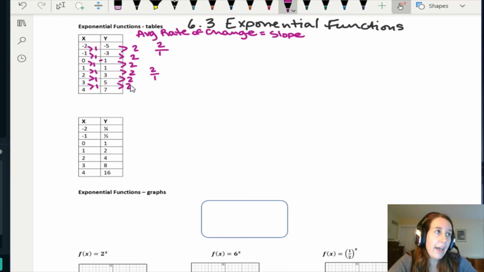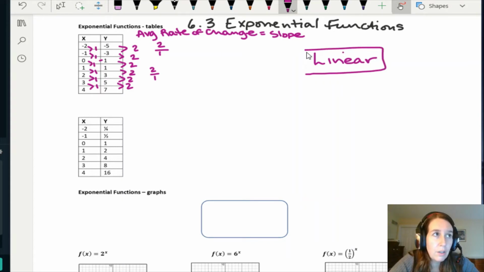When you have a constant slope, then it's a function you've already studied probably for years. That is a linear function, because you are adding the same thing to y every time, and that is creating that constant slope of the line, up 2 over 1, up 2 over 1.